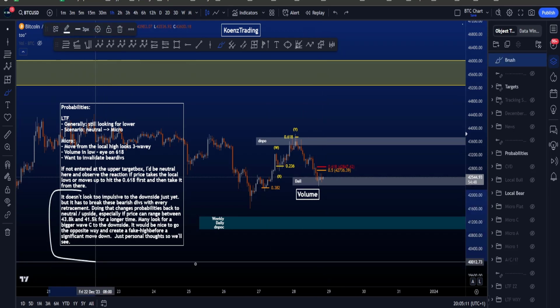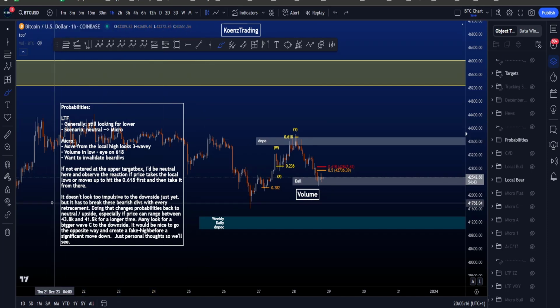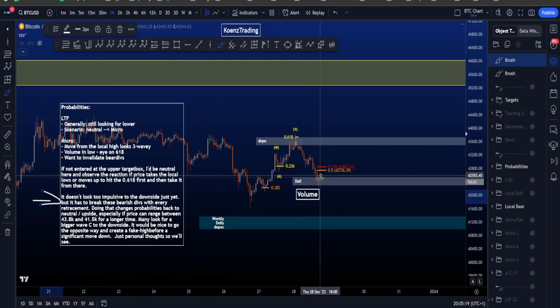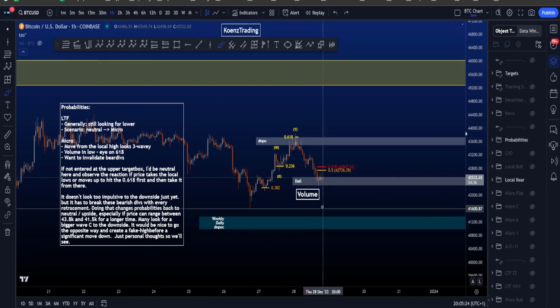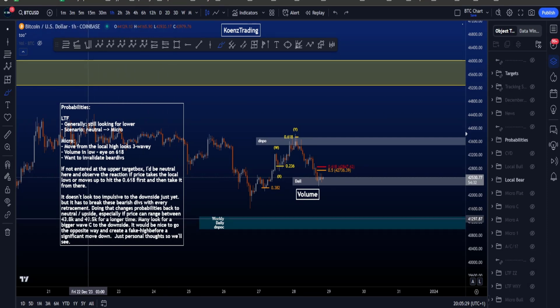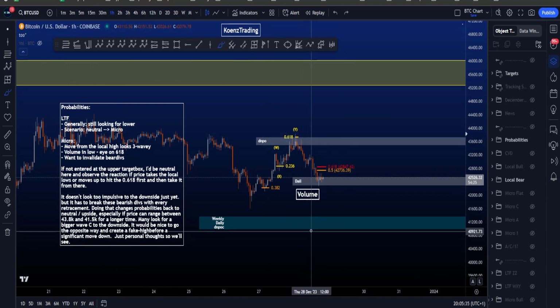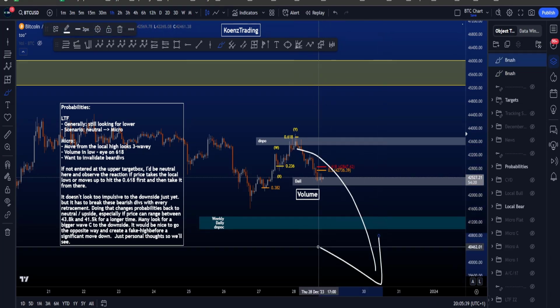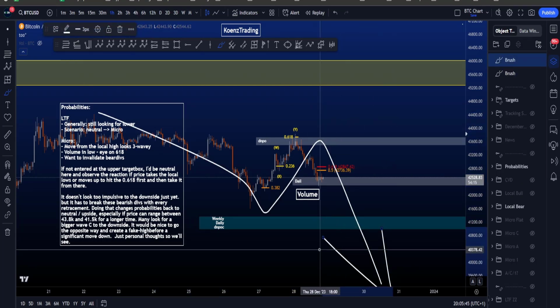So far, this move to the downside doesn't look too impulsive just yet. It has to break the bearish CVD divergences that we constantly have to the downside with every retracement to turn around the probabilities. Doing that changes probabilities back to neutral or upside, especially if price can range between 43.8k and 41.5k for a longer period of time. Many are looking for a bigger wave C towards the downside, where they're looking for a wave 1, 2, and then a bigger wave 3 to the downside.